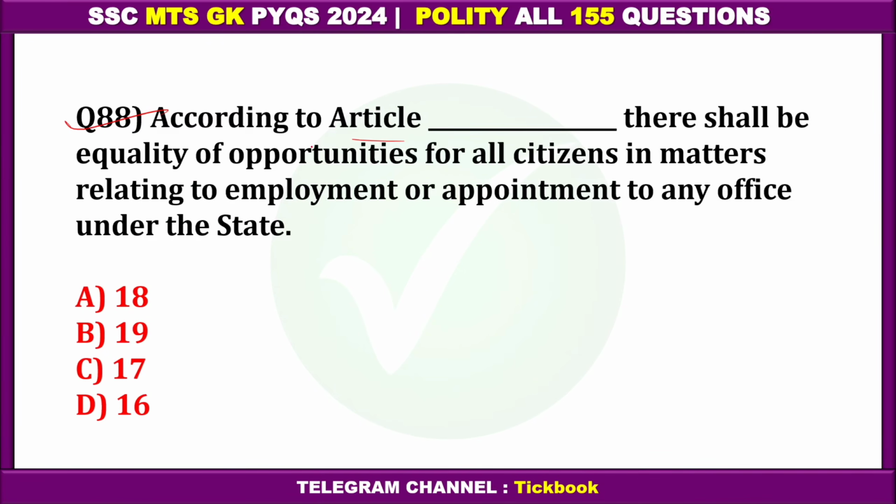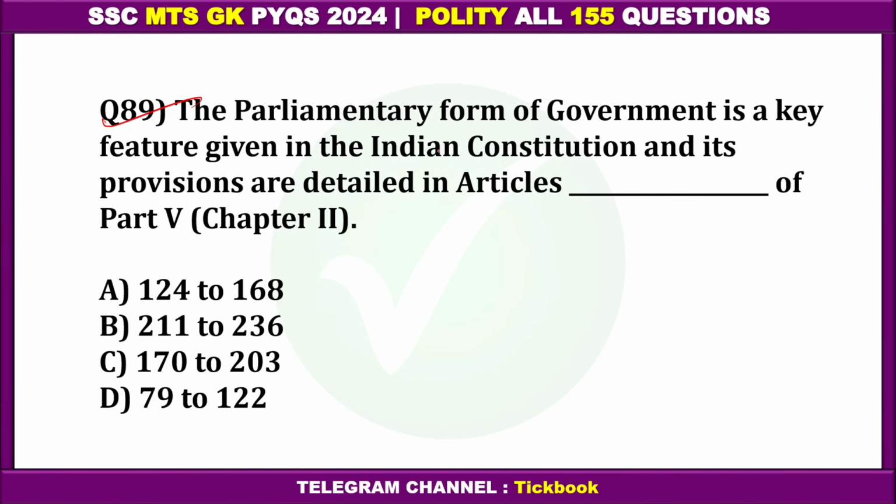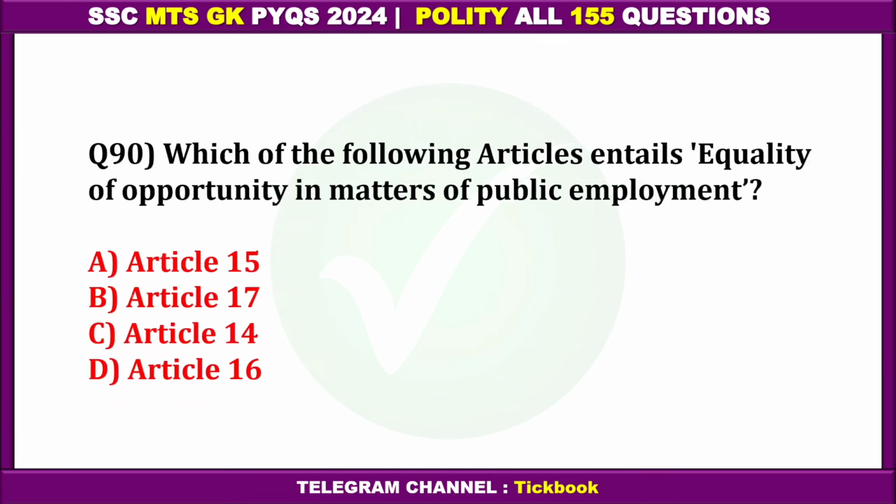88. According to the article dash, there shall be equality of opportunities for all citizens in matters relating to employment or appointment to any office under the state. Option number D, 16. 89. The parliamentary form of government is a key feature given in the Indian Constitution and its provisions are detailed in article dash of Part 5 Chapter 2. Number D, 79 to 122.